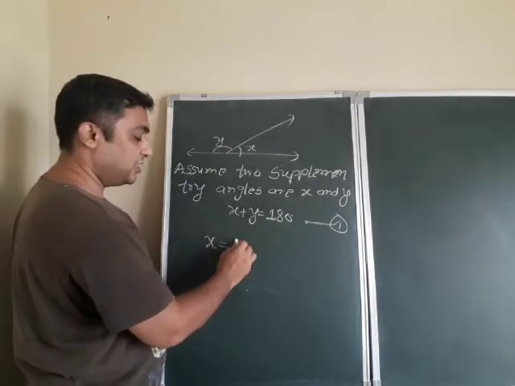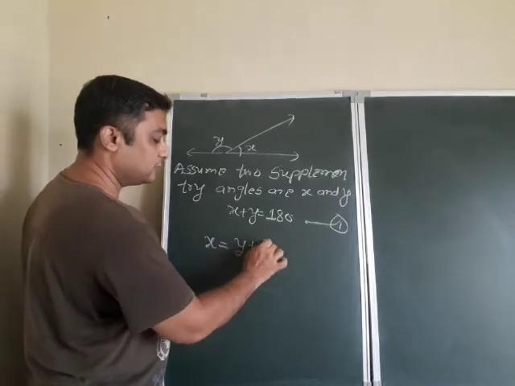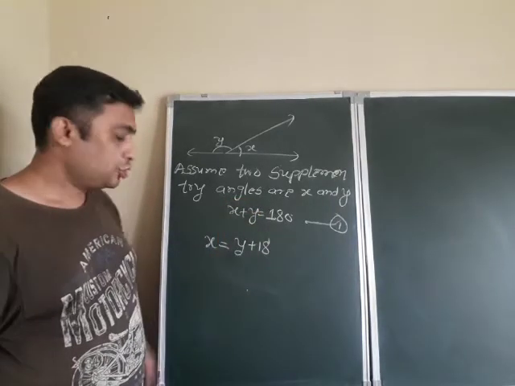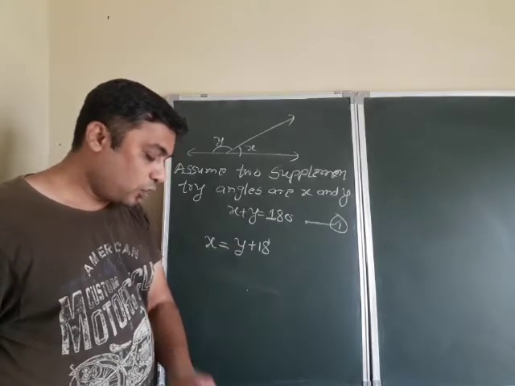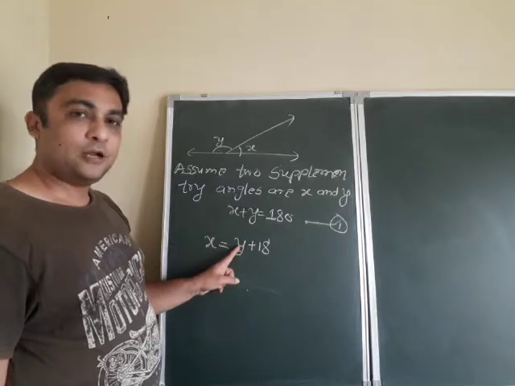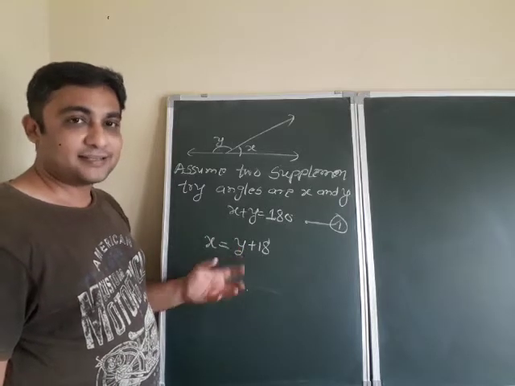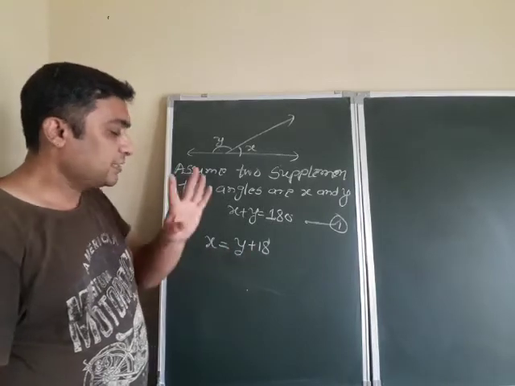So x is larger, so y is smaller. So x exceeds y by 18. The larger angle exceeds the smaller by 18 degrees. Understood? It exceeds by 18 over y. Understood or not? So x is equal to y plus 18.